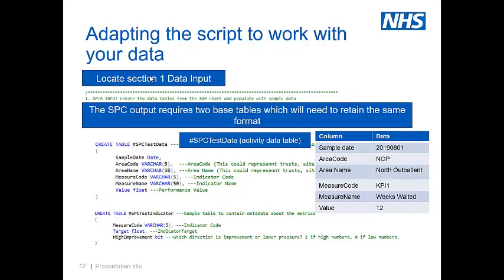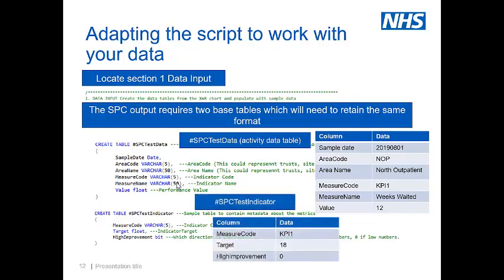And the second thing is a measure code and name, and this will relate to the key performance indicator or the metric or measure you're interested in. In this example, we've got a KPI referring to weeks waited. And then value will be the data, the measurement, the recording for that particular date in that area for that particular measure. So for this, in August 2019, we had for the North Outpatient team 12 weeks waited for KPI 1.